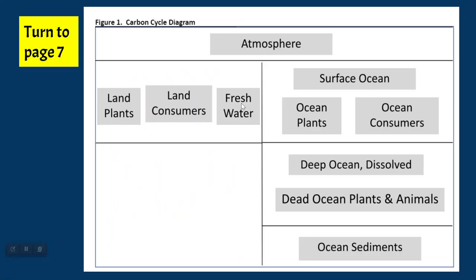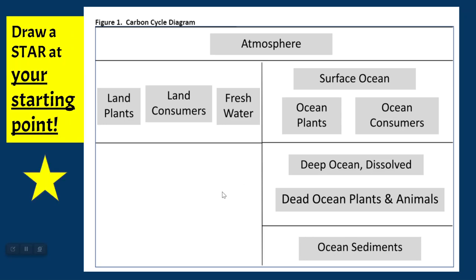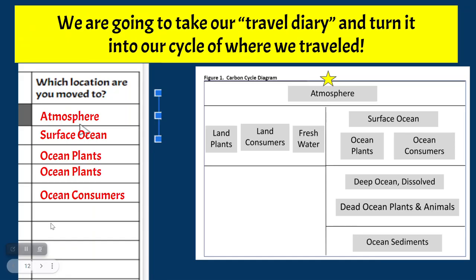All right, so looking at your page in your packet that looks like this, we're going to think about your personal journey as a carbon atom. And so wherever you started, I'd like for you to put a star. For me, I put a star in the atmosphere, I think is how we're doing this one. Yes, and then I look at the places that I went on my notes, and hopefully you did at least 10. Some people actually managed to go to 20 different locations, and some people didn't quite get there.